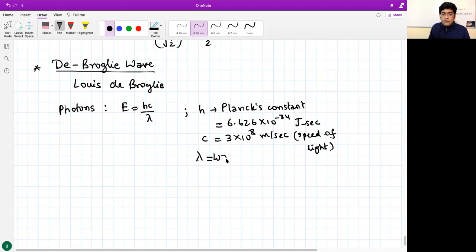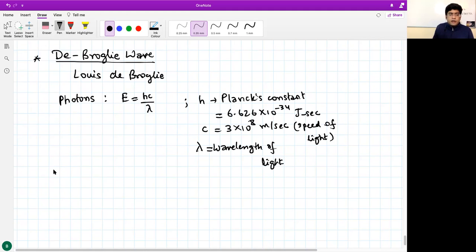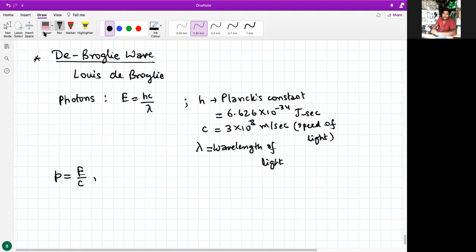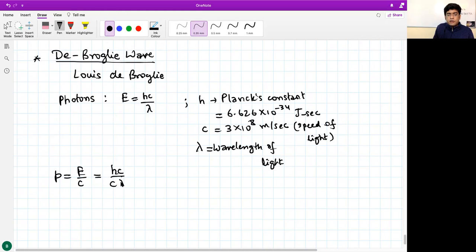Now lambda is the wavelength of light. If we take the photon case, what is the momentum of a photon? It is E by c, right? If we take this further, we can use the formula for energy, so this becomes hc by lambda, also divided by c. So this is basically h by lambda. This is the momentum of a photon in terms of the wavelength.